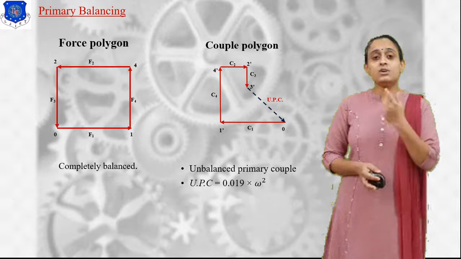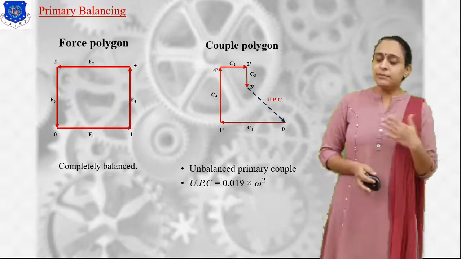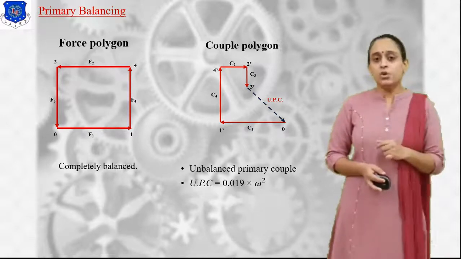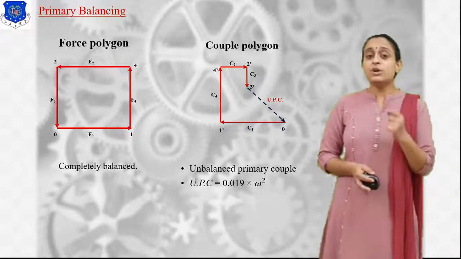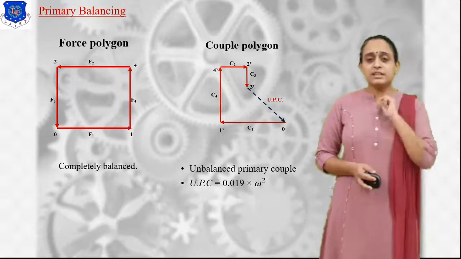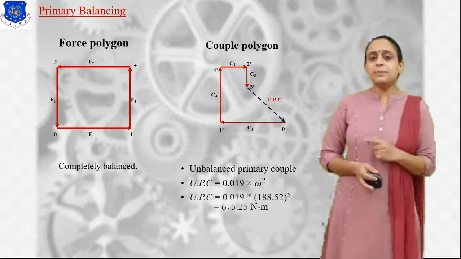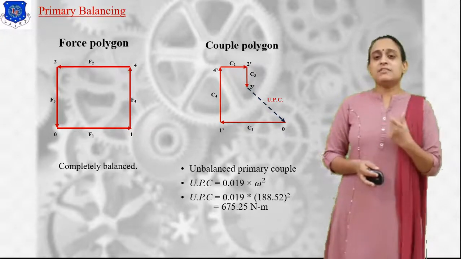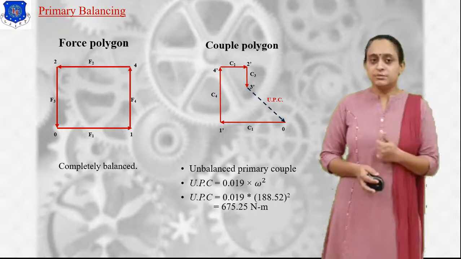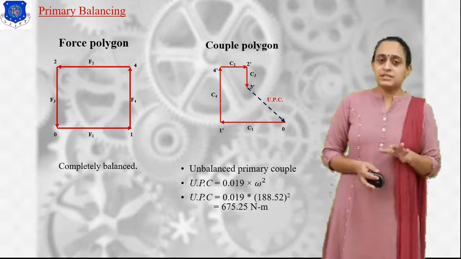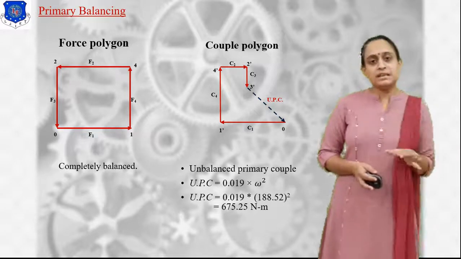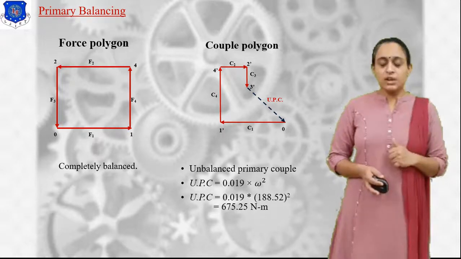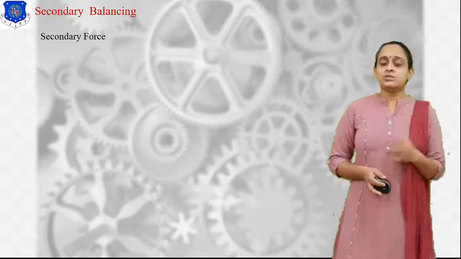Okay, we have to find out the couple value. In our table, we omit the values of omega square. Hence, we have to multiply it with omega square because we need the value in Newton meter. Okay, so let us multiply with omega square. By multiplying with omega square, we will get the value of unbalanced primary couple as 675.25 Newton meter. So, in primary balancing, if we see, force is completely balanced and couple is having the value of 675.25 Newton meter.